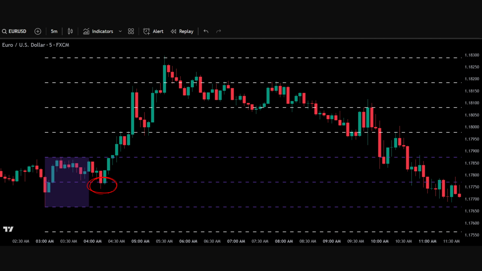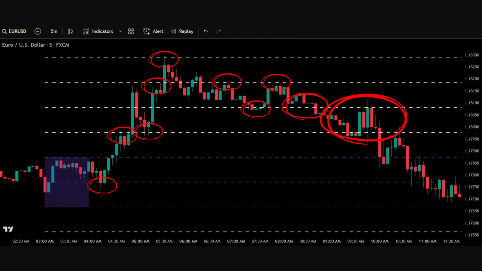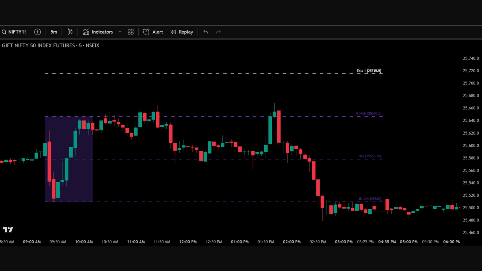In this Euro-USD example, we can observe how price respects the initial range before eventually expanding, offering multiple opportunities for entries, exits, or trailing stop adjustments based on extension levels. Whether you're trading London volatility or looking for confluence with macroeconomic events, the initial balance serves as a disciplined framework in an otherwise fast-moving market.